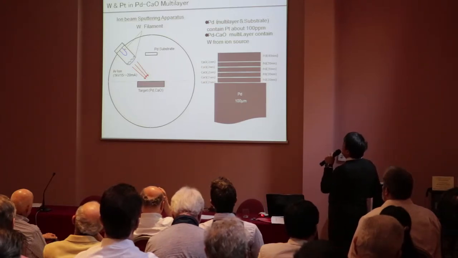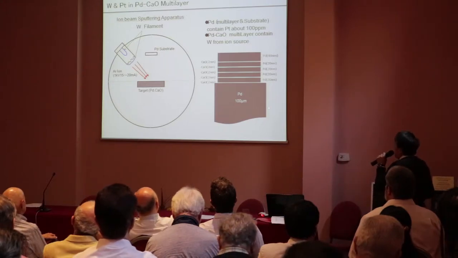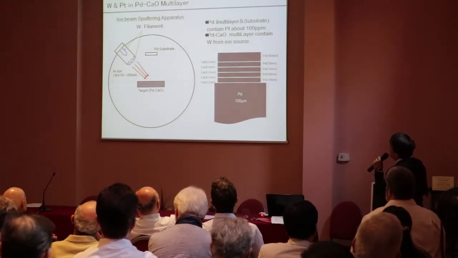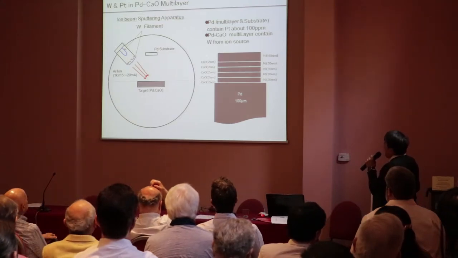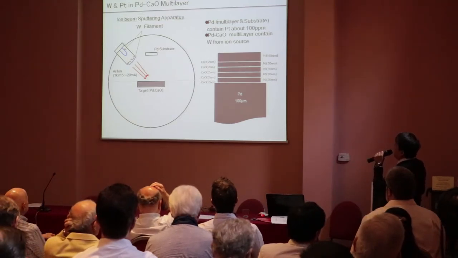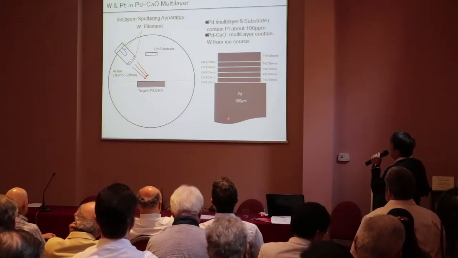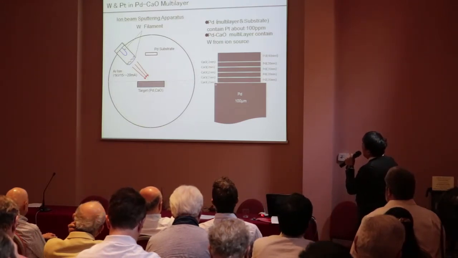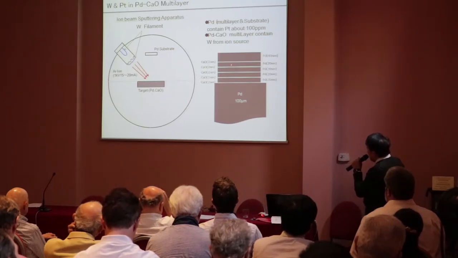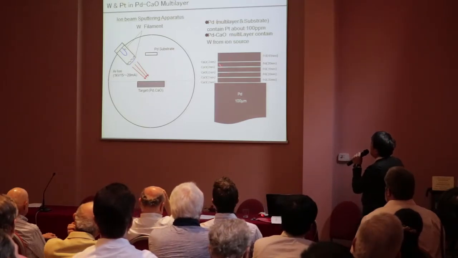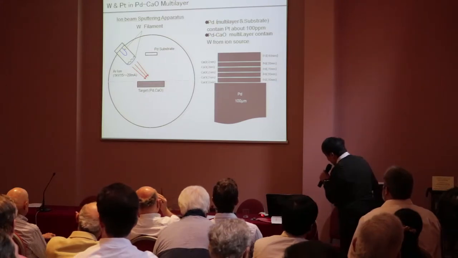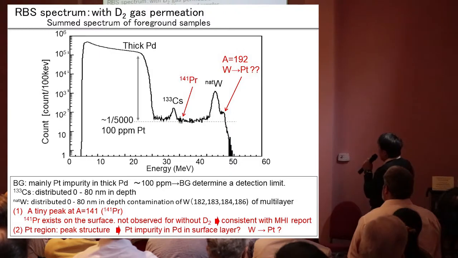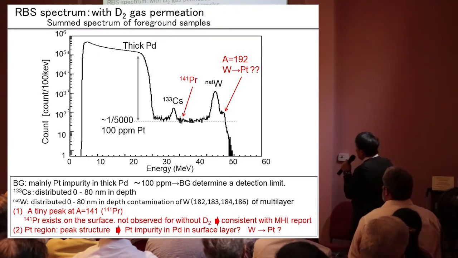So tungsten is contaminated in the samples. Our samples are like this figure, where platinum and palladium layers are all contaminated, and tungsten is contaminated in these multilayers. So we can see that this is natural tungsten.